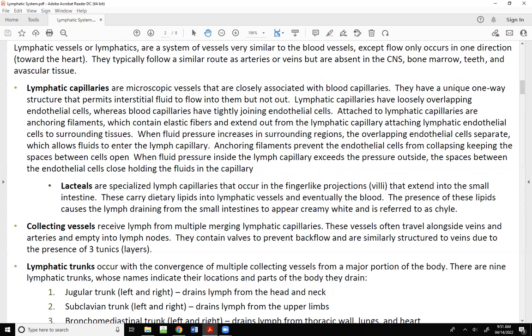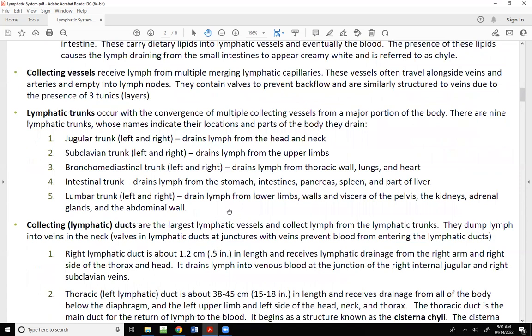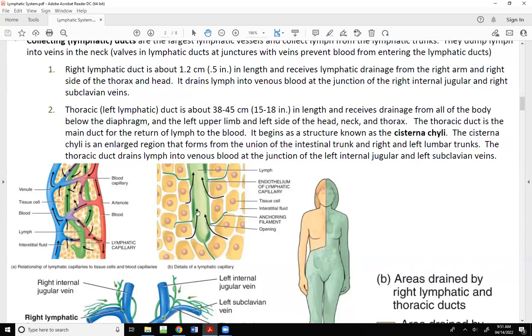Now, when fluid pressure inside the capillary exceeds pressure outside, the spaces between the endothelial cells close, holding the fluids inside the capillary. So in other words, if pressure is higher out here than it is in here, the lymph is able to flow in because those cells separate, and the anchoring filaments help keep that opening open.